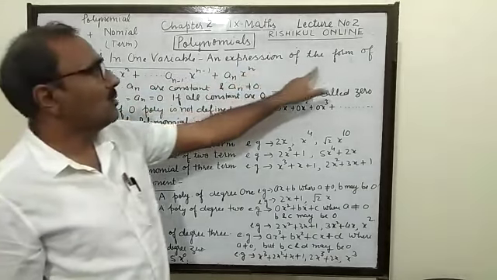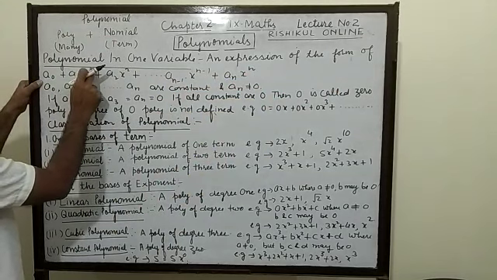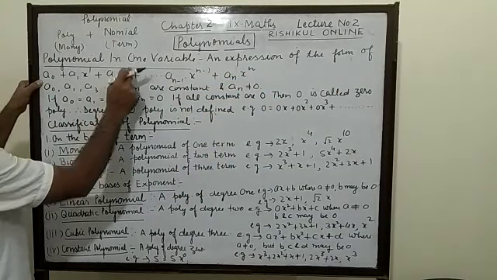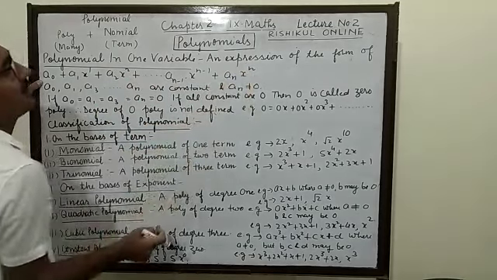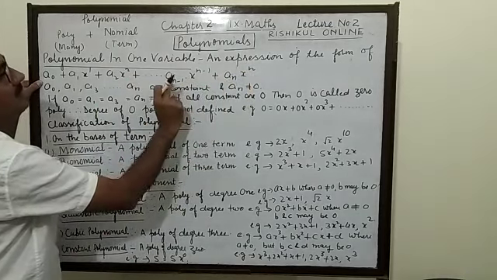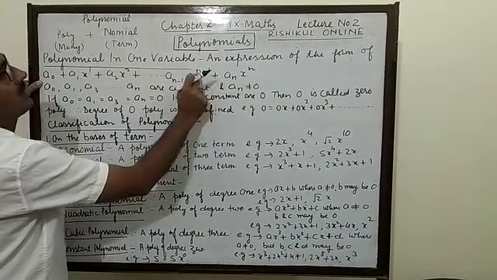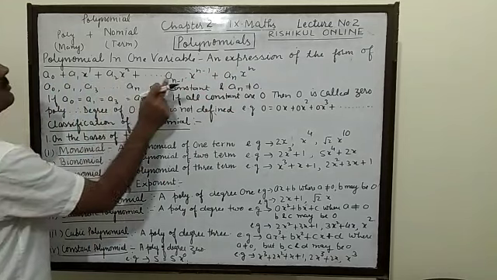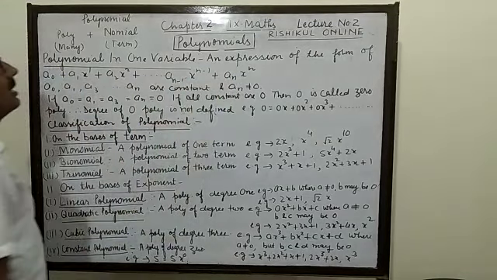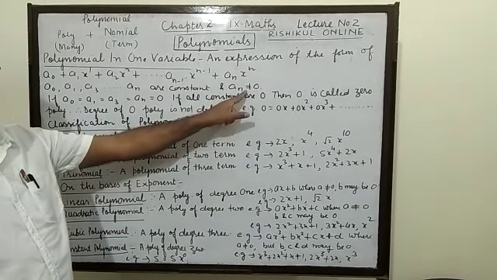An expression of the form a0 plus a1 x to the power 1 plus a2 x to the power 2 up to an x to the power n, and before this an minus 1 x to the power n minus 1. Clear? Then a0, a1, a2, an minus 1, an are called constants, and an is not equal to 0.